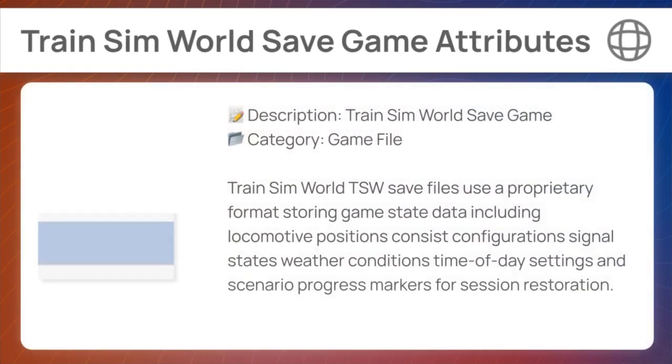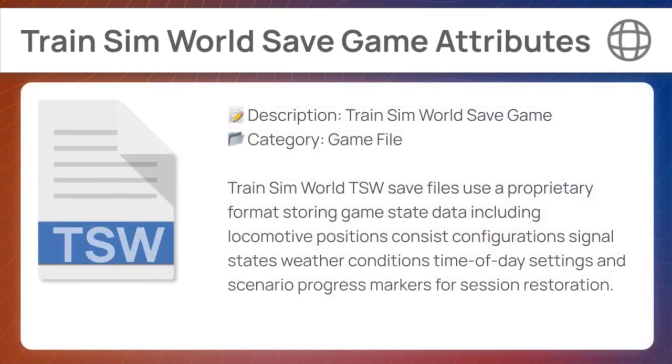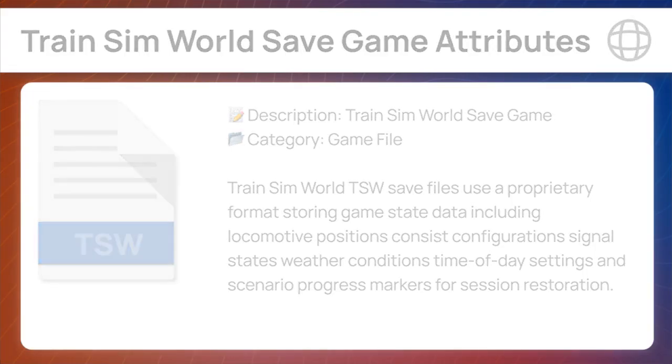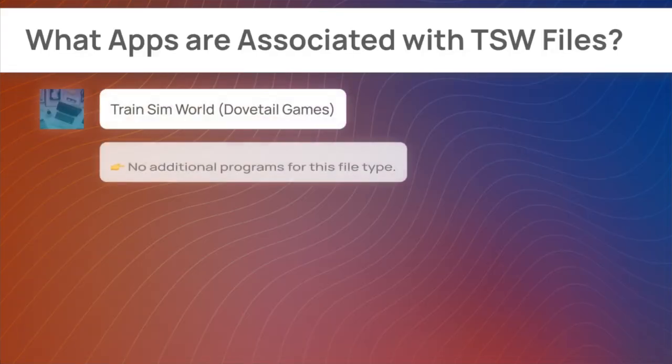Train Sim World TSW save files use a proprietary format storing game state data, including locomotive positions, consist configurations, signal states, weather conditions, time of day settings, and scenario progress markers for session restoration. The optimal viewer for the TSW format is generally considered to be Train Sim World from Dovetail Games.